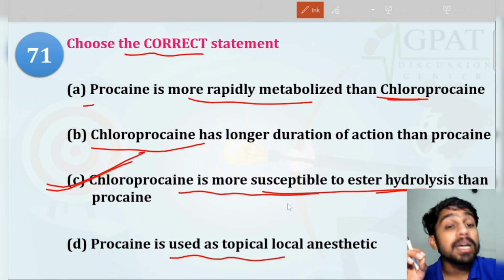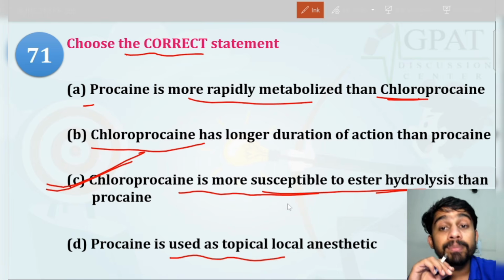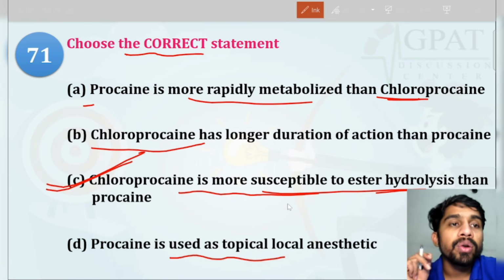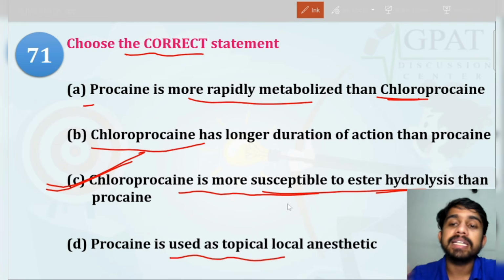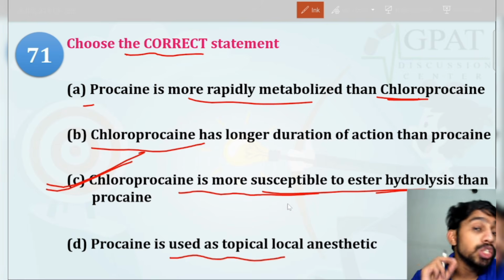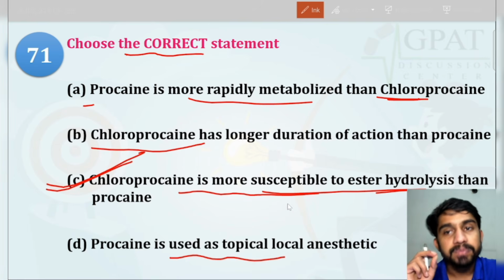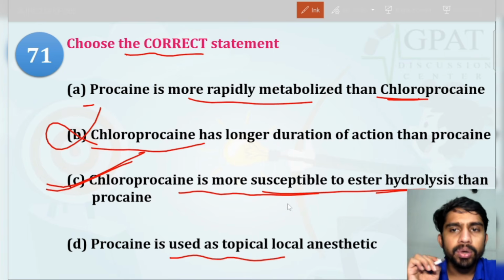Why? Because in chlorprocaine there is a chlorine group substituted on the benzene ring, a 4-chloro substitution, and due to that substitution it increases the electron withdrawing process. When the electron withdrawing capacity increases, the ester bond becomes more electrophilic, and that will result in faster hydrolysis by the plasma. So you can say that chlorprocaine has a shorter duration of action than procaine. It is not longer. So option B is wrong.